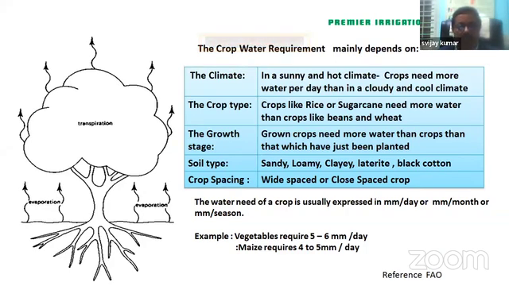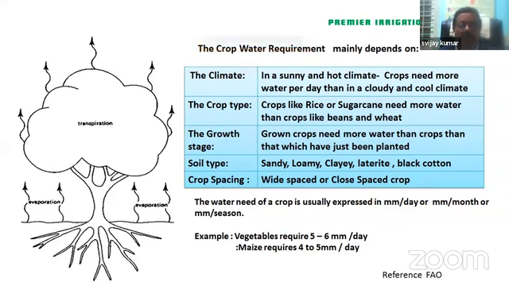And the growth stage will play a very important role. The crops which are already grown will require more water than the crops that have just been planted. And another important factor will be the soil type. Whether the soil type is sandy, loamy, clayey or black cotton type, this will also have an important bearing on the water requirement of the crop. And finally, the spacing of the crop, whether it is a wide spaced crop or a closed spaced crop, will also be an important factor to be considered.